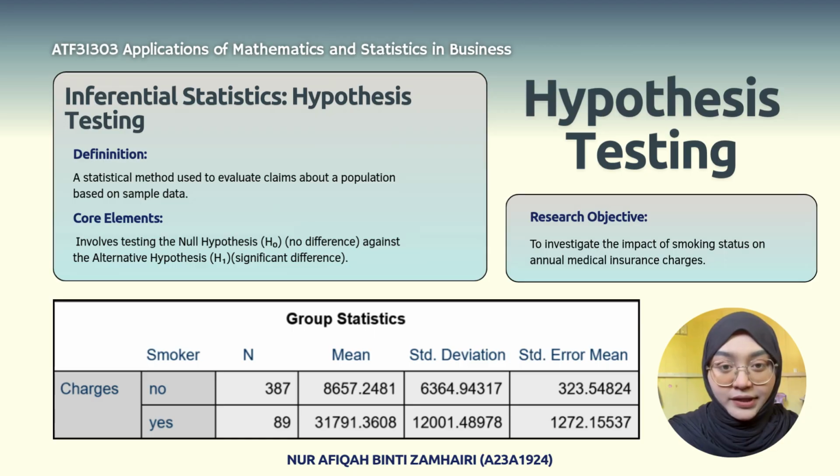From this descriptive data, we can see a very huge difference in the average cost. On average, smokers pay a much higher insurance charge, which is 31,791 ringgit and 36 cents per year. On the other hand, non-smokers only pay an average of 8,657 ringgit and 25 cents per year. Because this difference is very large, it shows that we need to analyze these two variables further. To see if this difference is truly significant, we will use the independent sample t-test, which will be explained in detail by my group member next.